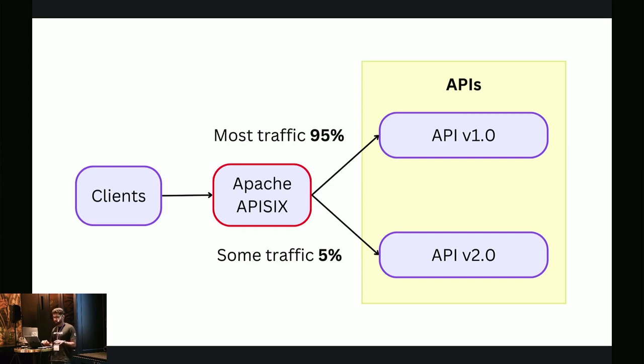So you can do stuff like this. This is called a canary release, where you want to release a new version of an API, as you can see, v2.0. But you don't want to disrupt your consumers, your clients. With an API gateway like Apache APISIX, you can keep directing most users to v1.0, which you know is already working, and you can shift some of the traffic, let's say 5%, to the new API version, v2.0. So essentially, you can test your new API versions with production traffic without a lot of your users getting affected. An API gateway like APISIX enables these kinds of things.